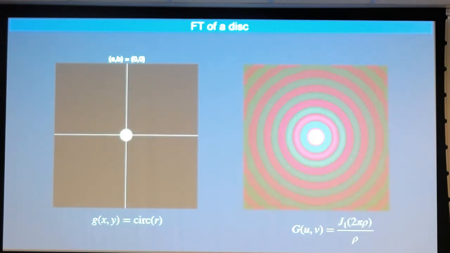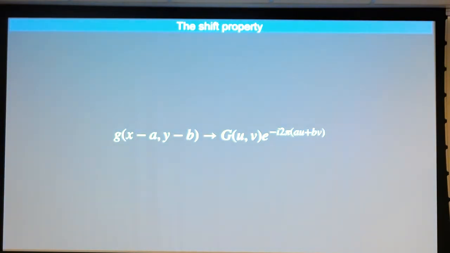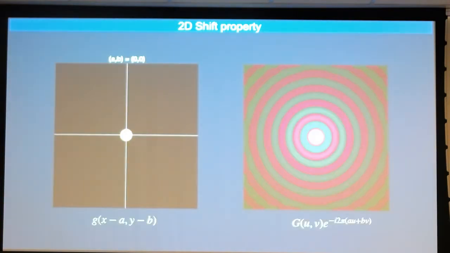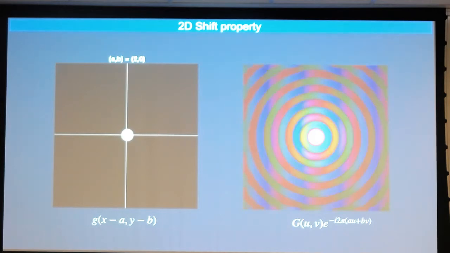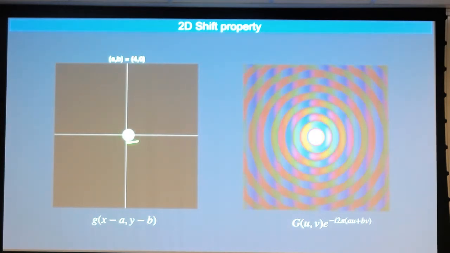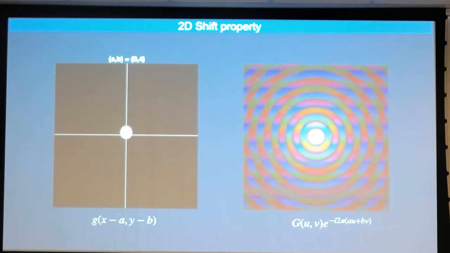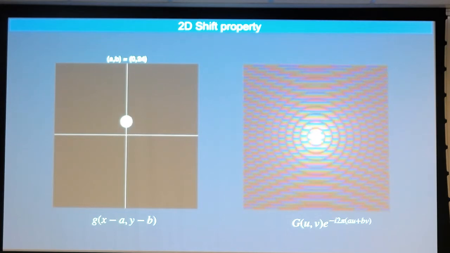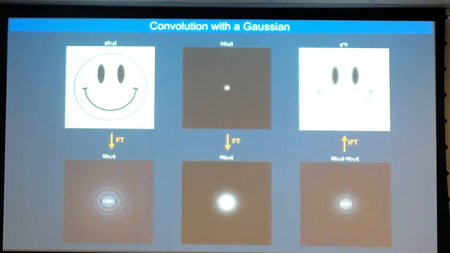This is another one. This is a circular disk, and there's a shift property. As I said last time, shifts produce phase shifts. So if I shift my circle over, I start getting all of these colorful phase shifts. The Fourier transform pattern stays the same, but phase shifts occur. And same thing if I move in the other direction, we have phase shifts occurring in the other direction. So convolution is really nice.